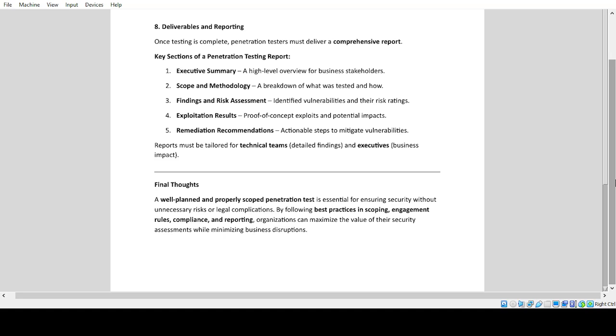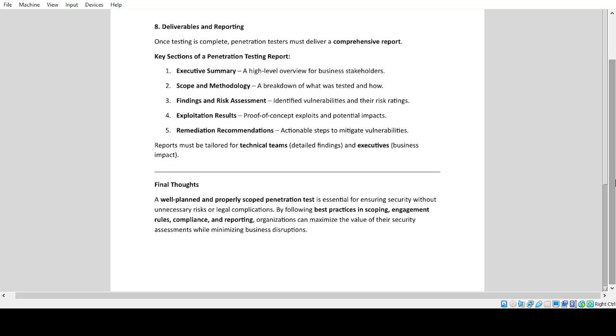4. Exploitation results, proof of concept exploits and potential impacts. 5. Remediation recommendations, actionable steps to mitigate vulnerabilities. Reports must be tailored for technical teams, with detailed findings, and for executives, with business impact.